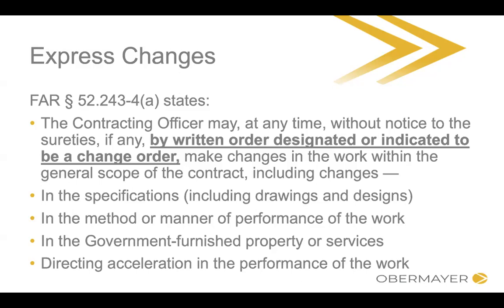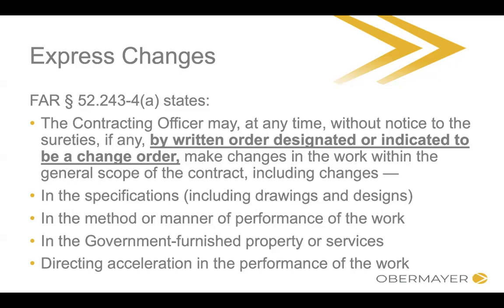So a couple things to take out of this clause. This is the part of the clause, section A, that's talking about express changes. It's talking about a written order that is on its face clearly indicating that it's a change, a modification to the contract. Notice that it also says that the contracting officer has wide discretion to make any number of types of changes in the specs, the drawings, the designs, the method or manner of performance, the government furnished property or services, potentially directing acceleration in the work.